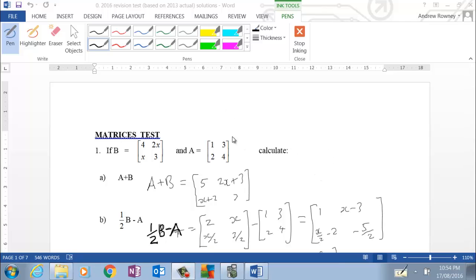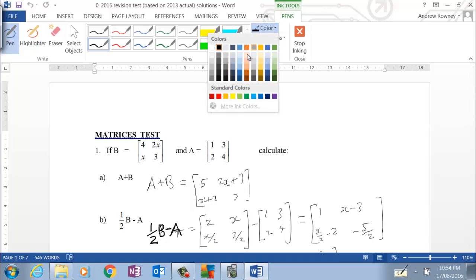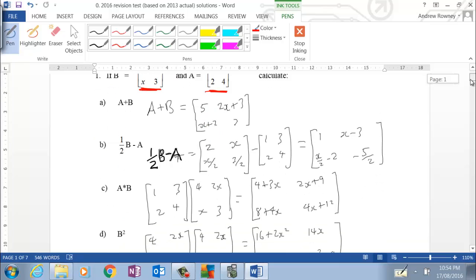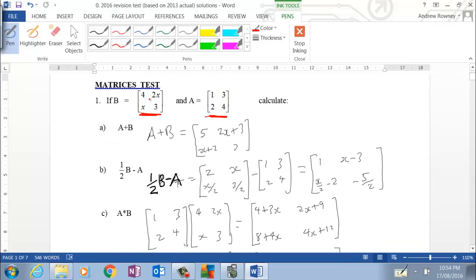Now I'll go through the test revision, and the first one involves these two matrices. This matrix has unknowns in it, this one has numbers. So to add the two matrices, you add the corresponding elements.